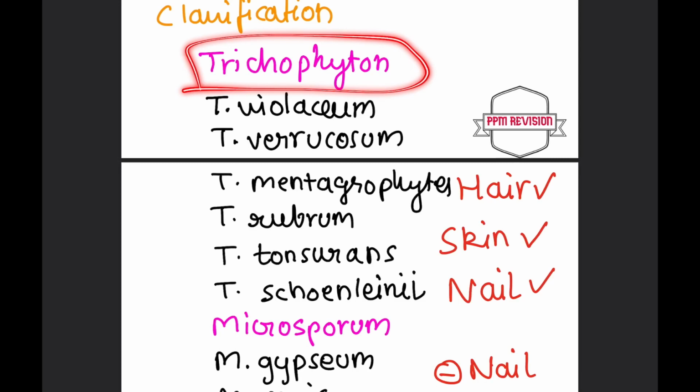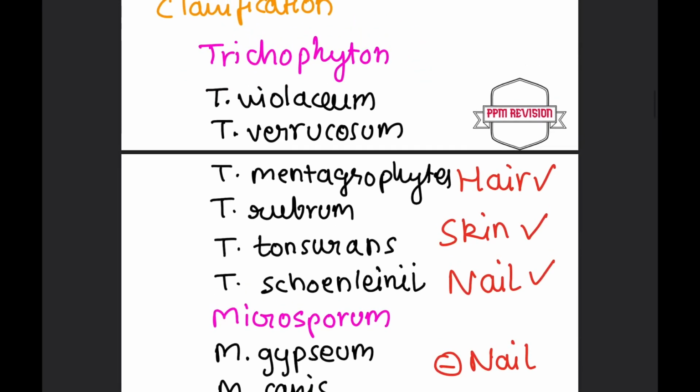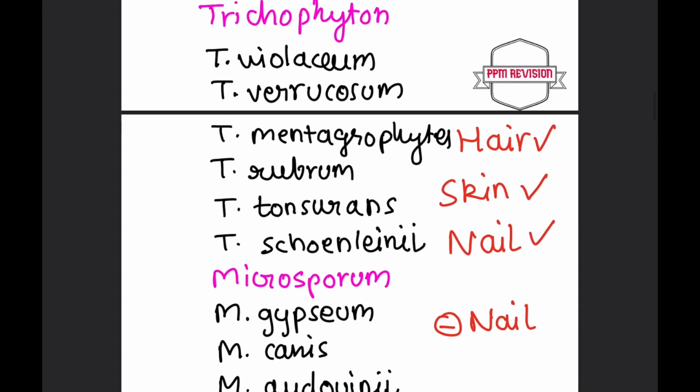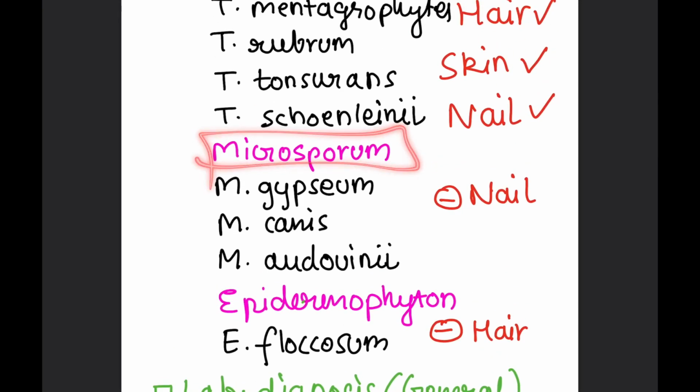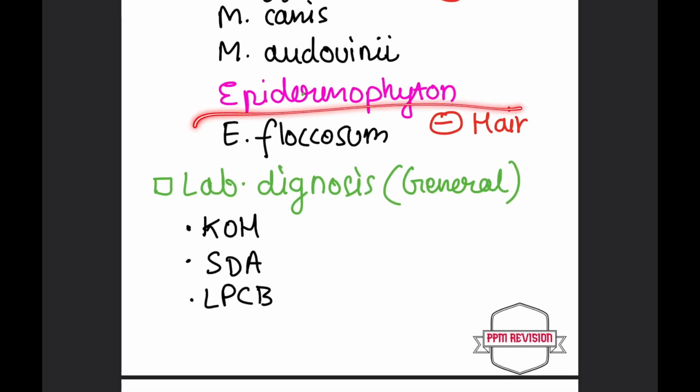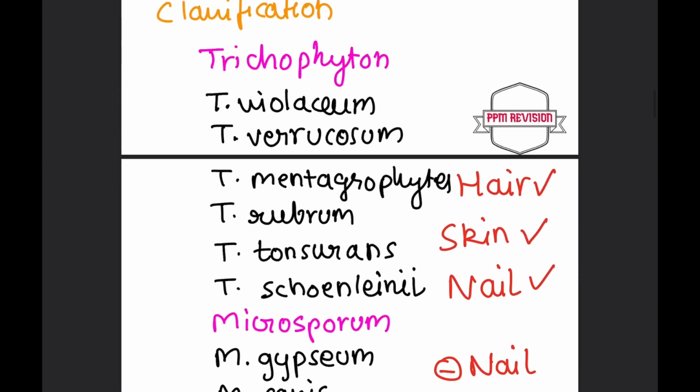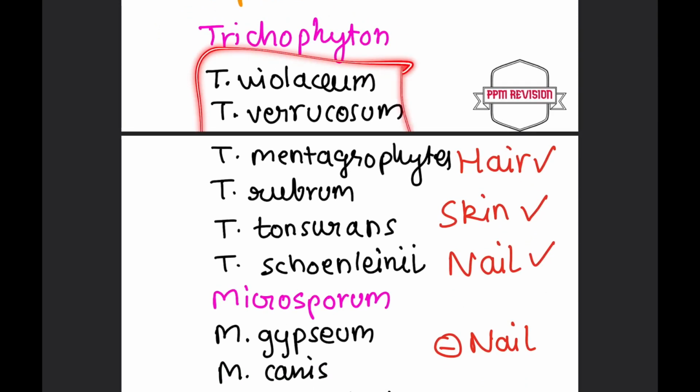So under Trichophyton some important ones are Trichophyton violaceum, Trichophyton verrucosum, mentagrophytes, rubrum, tonsurans, and going to Microsporum, you have gypseum, canis, audouinii, and then under Epidermophyton, there's floccosum. So you need to memorize all this.